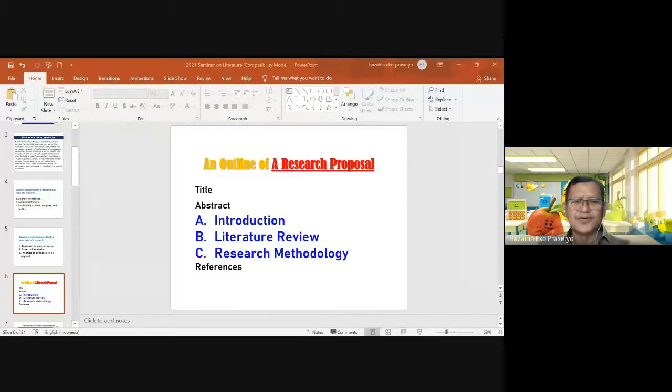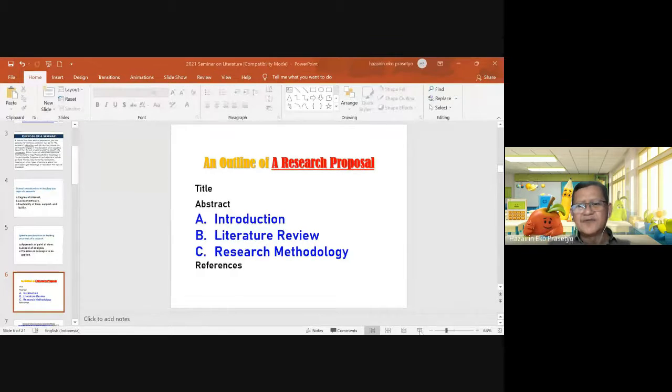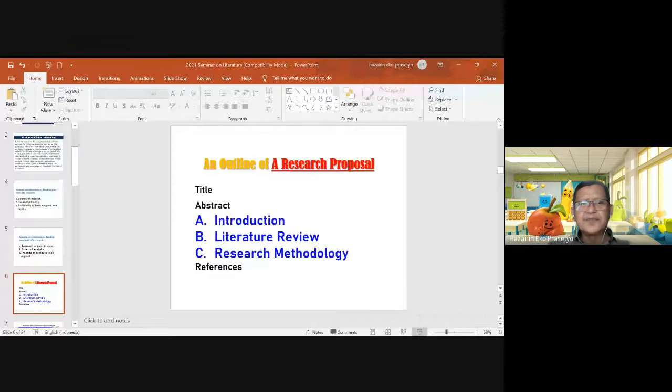So your paper, once again, consists of title, abstract, introduction, literature review, and research methodology, and also references. Okay, so this is very important because some students, especially who did not attend class like this morning, would just ask their friends what kind of paper we are going to write. Okay, we are going to write a research proposal paper.